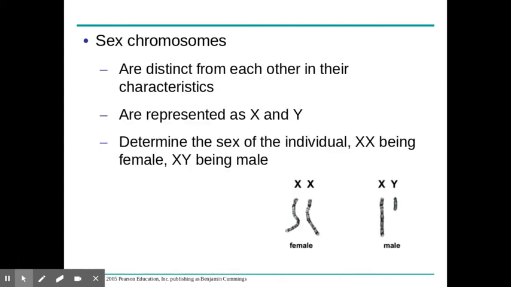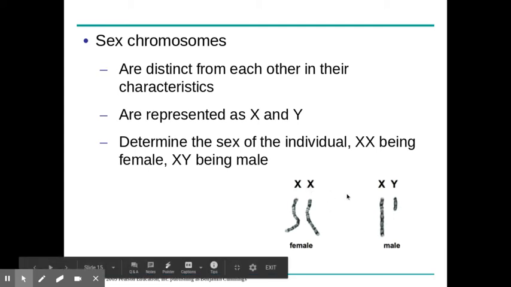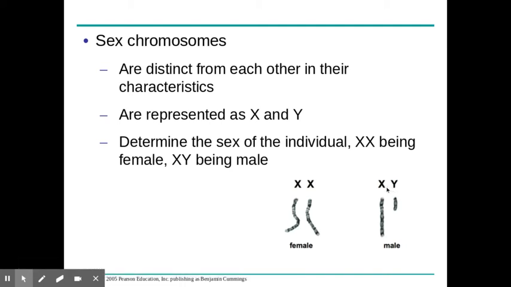Now, as far as the sex chromosomes, we call those X and Y. So if you're a female, you have 2 X's. If you're a male, you have an X and a Y. This is why sometimes we say that males are the determining factor of if a child is a male or a female, because a female can only donate an X. A male can either donate an X or a Y, depending on the gamete that fertilizes the egg.